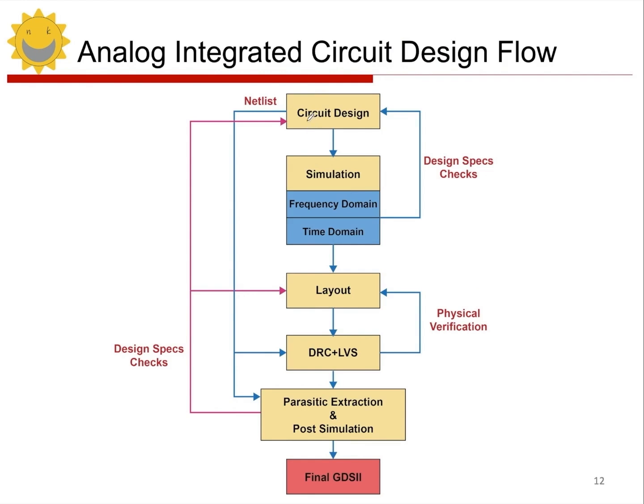The hand-drawn process starts with an idea, then circuit design, using basic components like transistors, resistors, capacitors, and inductors. Ensure the input-output matches the idea. Simulate to verify, including frequency and time domains for real-time operation. Observe waveform changes and perform time domain simulation. Check if the simulation aligns with specs. Modify if needed. If correct, proceed to layout.